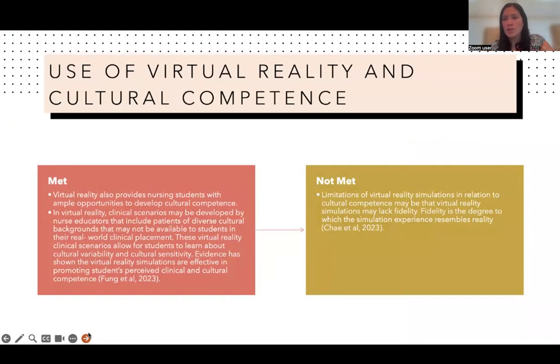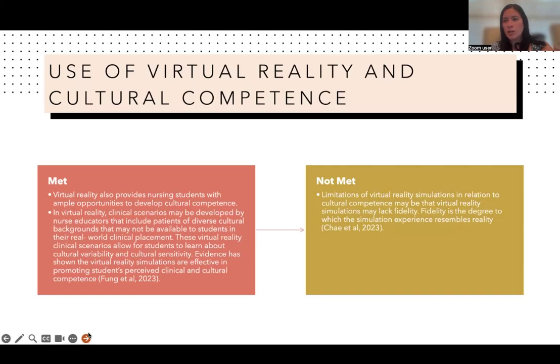Cultural competence, again, is something that increases when we use virtual reality, because students are able to have clinical simulation scenarios with diverse populations that they might not be able to see in their real world clinical settings. We've learned that these clinical scenarios allow students to learn about cultural variability and cultural sensitivity. And they've been effective in promoting students' perceived clinical and cultural competence.